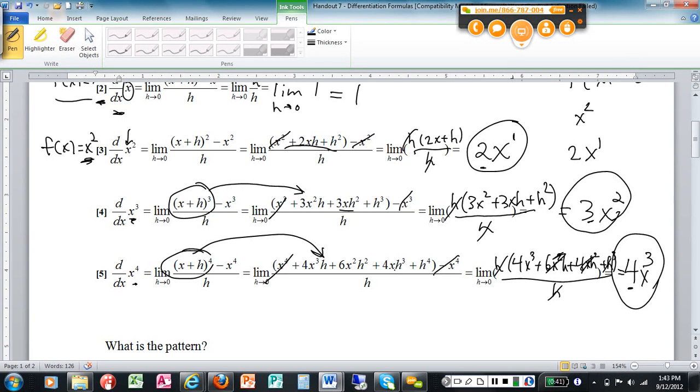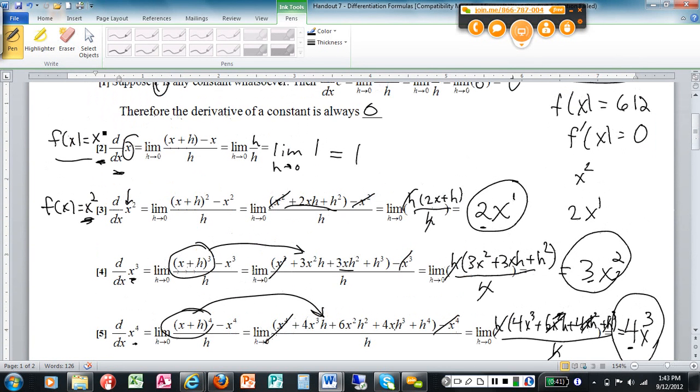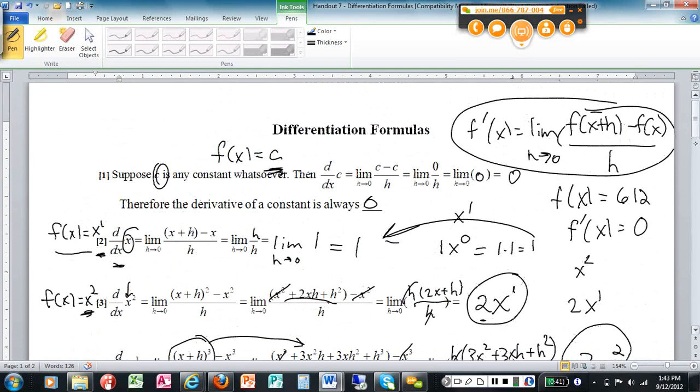Now, does it work for the x? Well, that's x to the first. So if I start with x to the first, bring down the power, and subtract 1 from that power, what do you get? x to the 0, which is, what is x to the 0 power? It's 1, which is exactly what I got. Huh. Okay. So here's the deal.